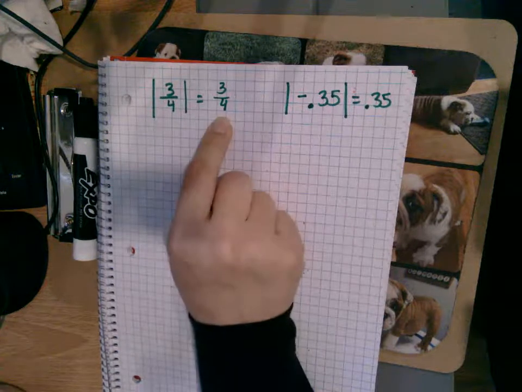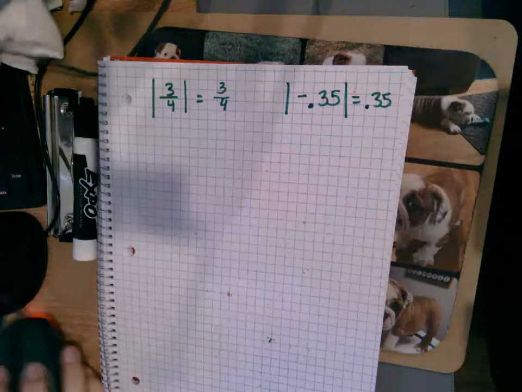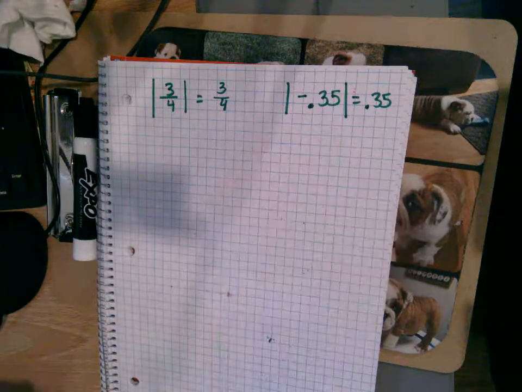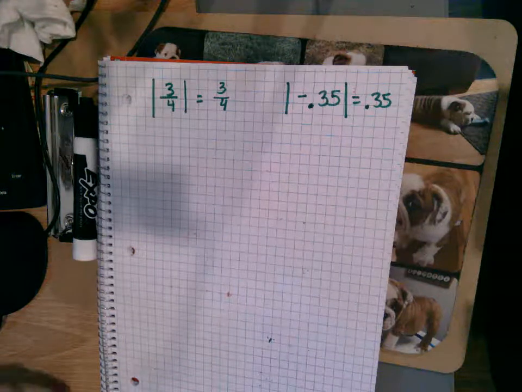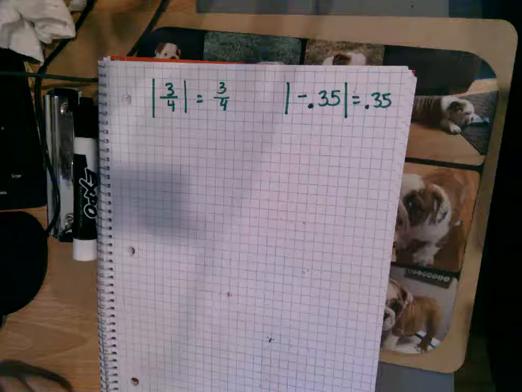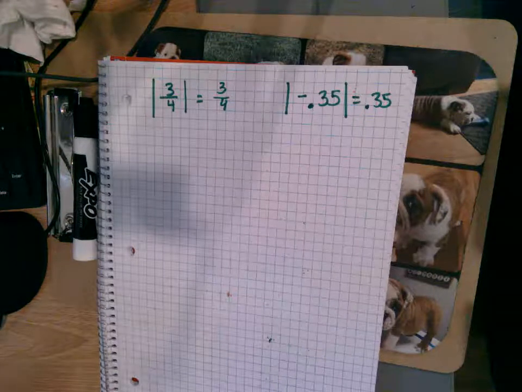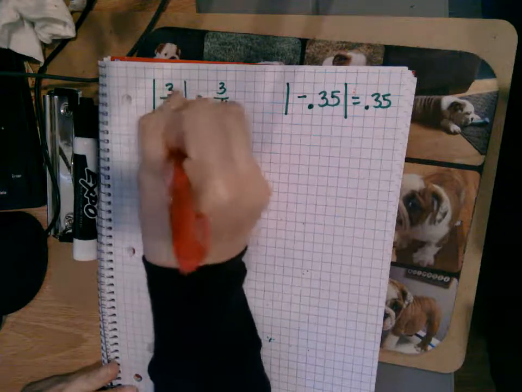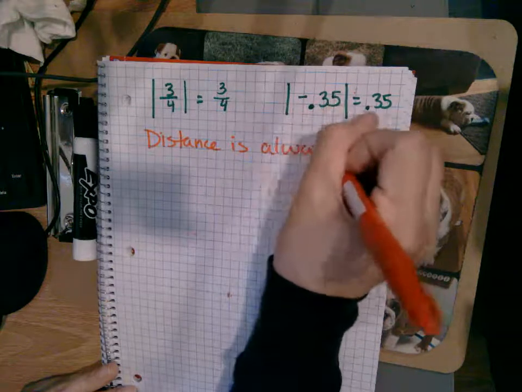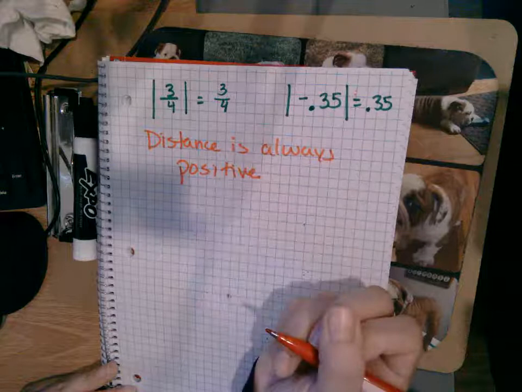So if Miss Gibson tells you to go run 3/4 of a mile, she's still going to give it to you in a positive form, 3/4 of a mile. Decimal, same thing. So no matter what type of number you're dealing with, your answer will be positive. Got it? Now that you're understanding this, because distance is always positive. Okay? Remember that.